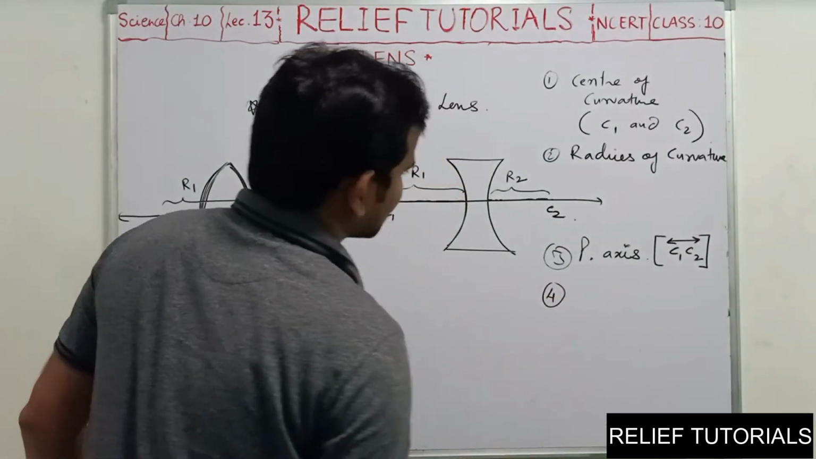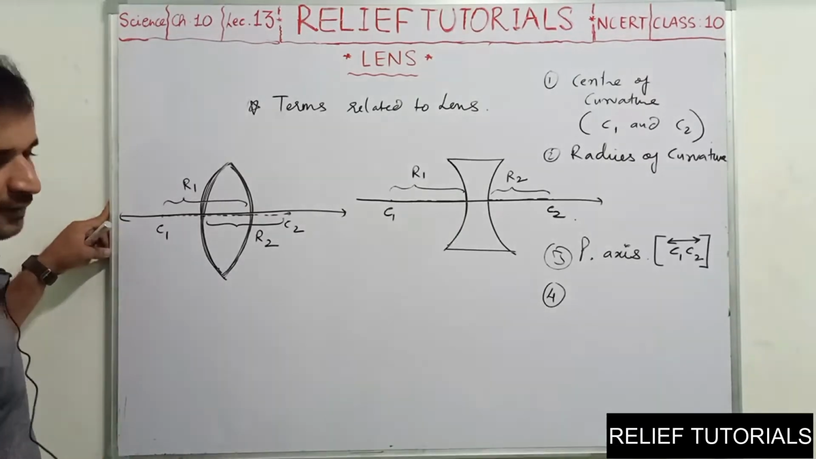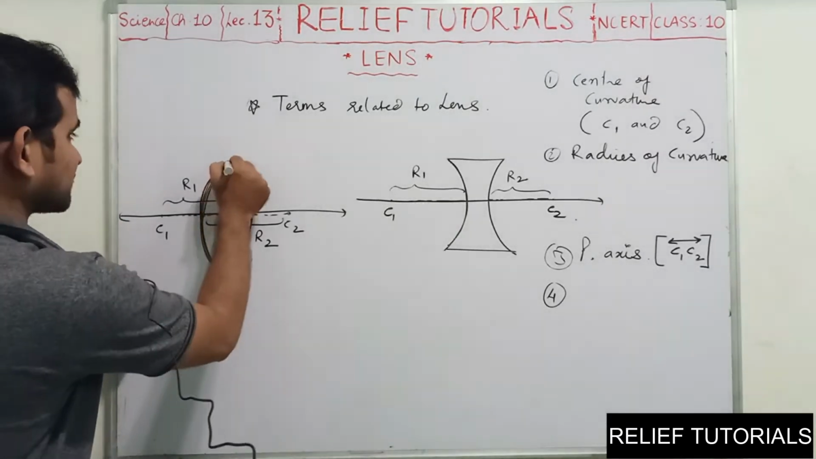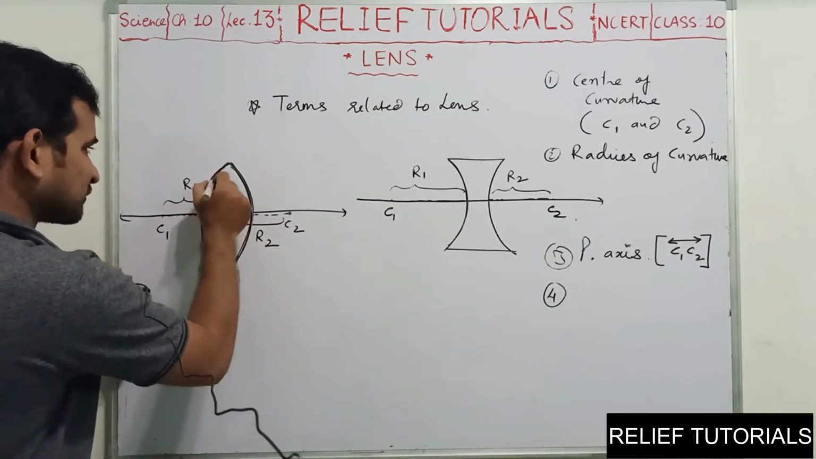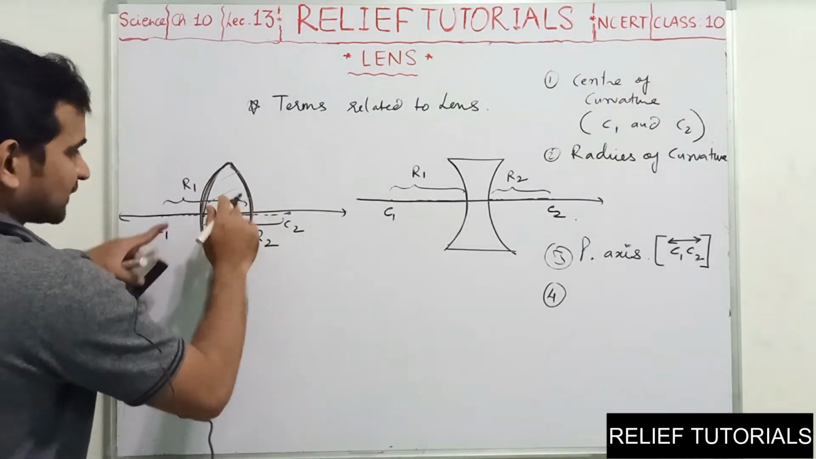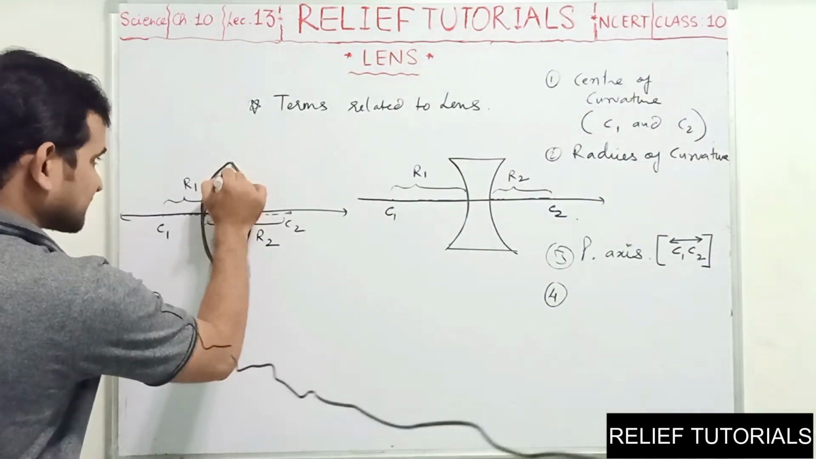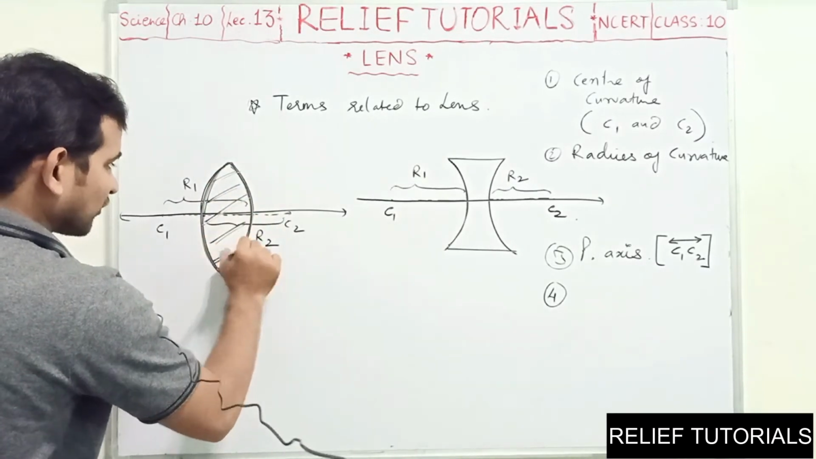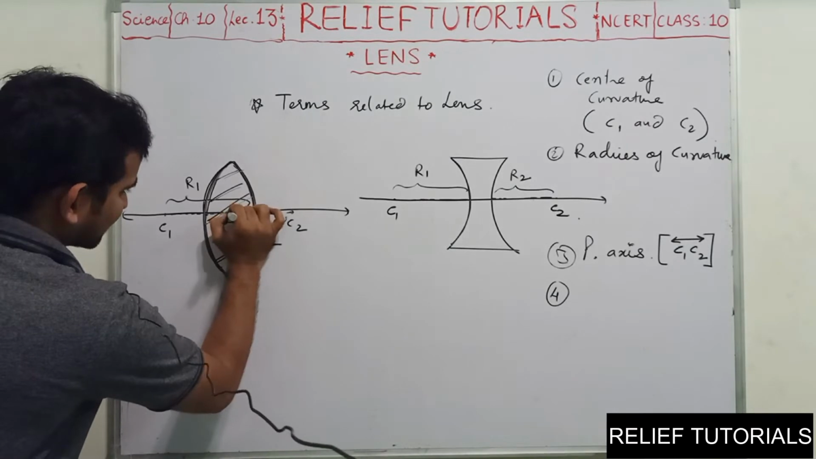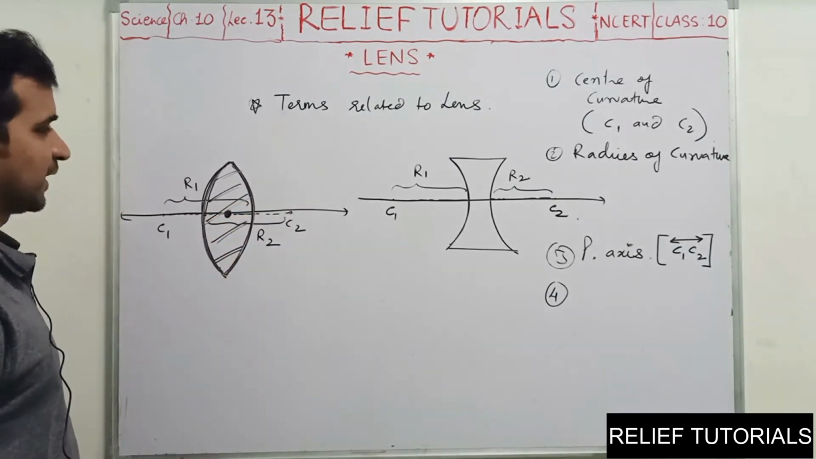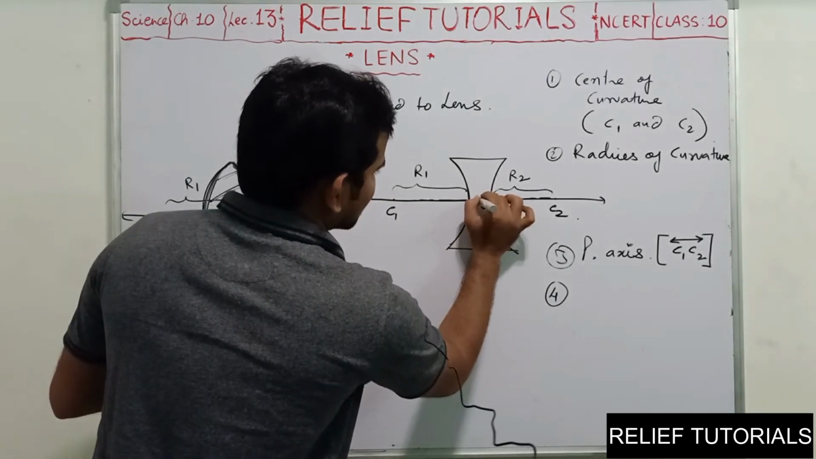The fourth and very important term, center of lens. Look at this. This is lens. As we know, it's a solid piece of glass. The center of this lens, not center of curvature, it's the center of the refracting solid piece of glass, means lens. Here is the center of lens. In the convex it is here. In the concave, center of lens is here.